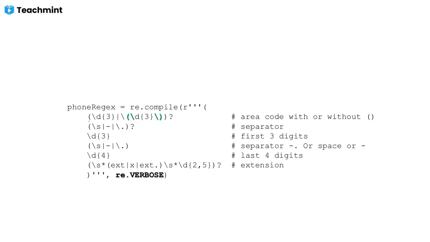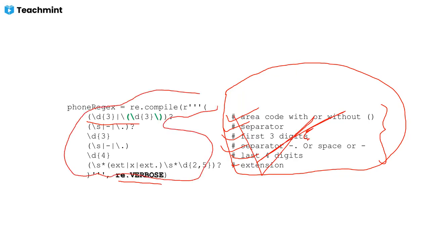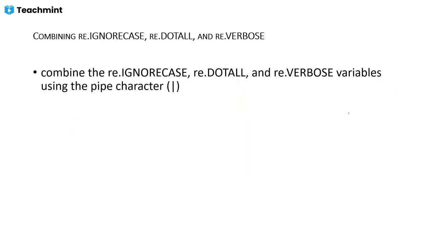Now, what is that? The first part consists like this, the explanation. Second part, a separator. Third part, three digits. Next, a separator. Next, four digits. If there, an extension. So all this information is given, and I have to treat it as a comment. I should ignore it. To tell this to the regular expression, I can use re.VERBOSE. In this case, these things will be ignored and it will consider only the pattern. If this is not given, it will treat all this as part of the pattern.